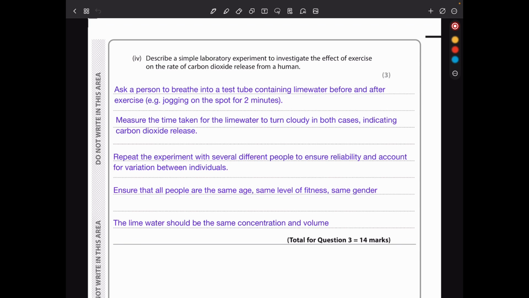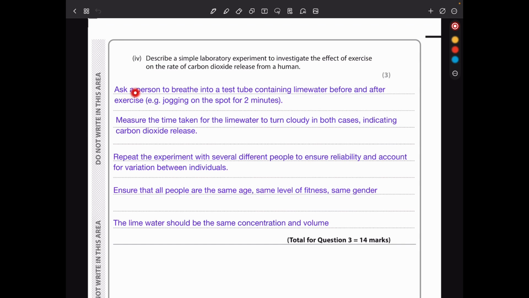Then they say describe a simple laboratory experiment to investigate the effect of exercise on the rate of carbon dioxide release from humans. In this case, we can get 2 participants that are of the same age, same gender, and then we can use lime water. You could make them breathe through lime water or hydrogen carbonate indicator, and then measure the time it takes for maybe the lime water to turn cloudy.